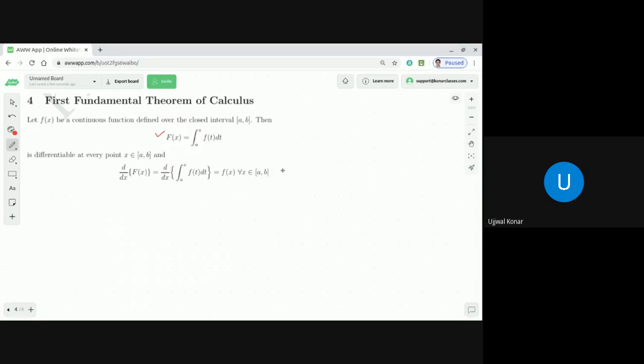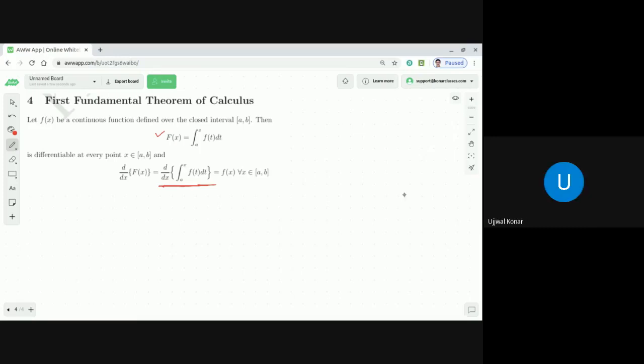Obviously, in the inverse process of differentiation, if you differentiate an integral, you get the same function. I'm just saying that if you take a function, first you integrate, and whatever you get, now you differentiate, you will get back the same function. That is what it is saying, in very light terms.